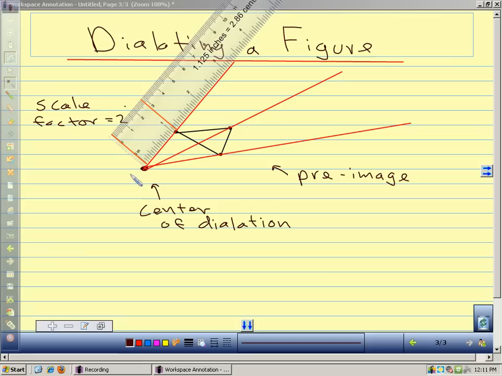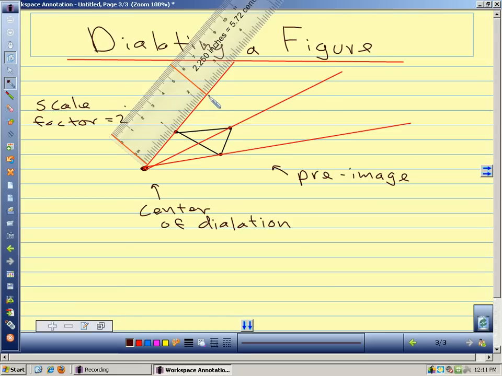So from the center of dilation to this vertex is 1.12 inches. So I'm going to go to 2.24 inches. I'm going to multiply that distance by 2, by my scale factor. So I'm going to go along here, to 2.25. That's pretty close. And I'm going to draw a point right there along that line. And I'm going to do that for each vertex.